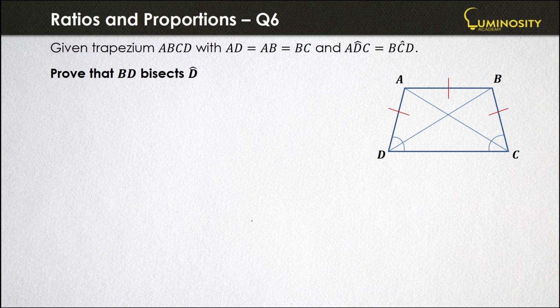We're given a trapezium ABCD with the side lengths AD, AB and BC all equal to each other, and angle ADC is equal to angle BCD. So that's all the given information to us. Okay, so there's a lot to go off there.